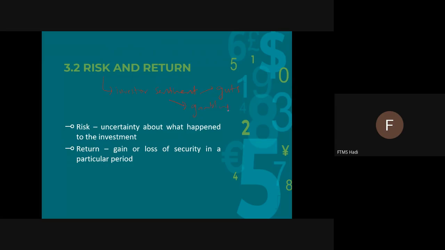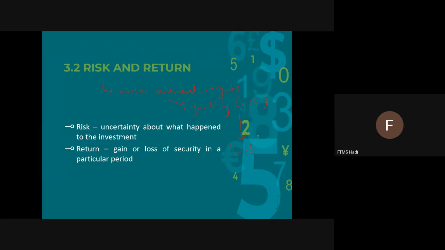Gambling is more risky. That means high risk. So gambling depends on your luck. If your luck is very good, then you will get a lot of money. But what happens if you have bad luck?